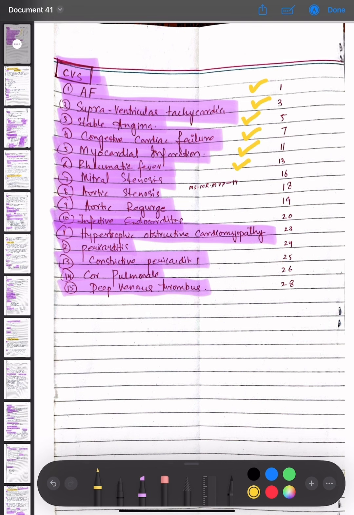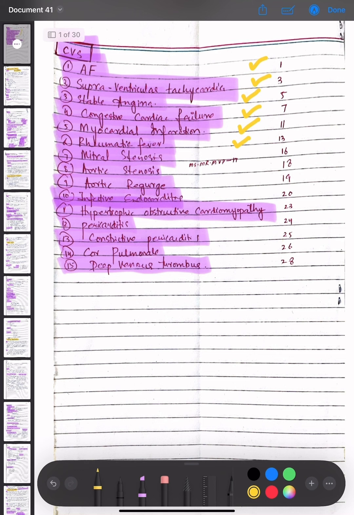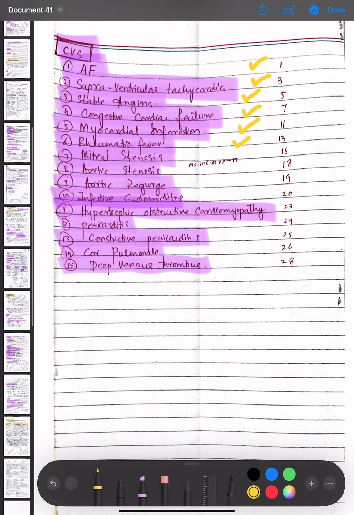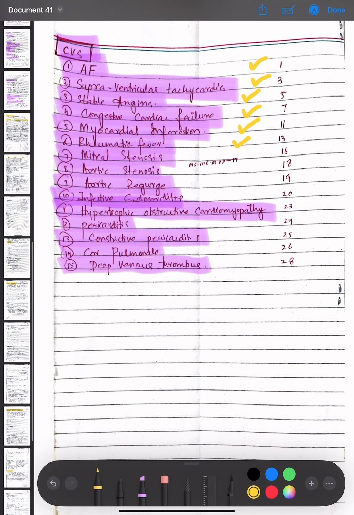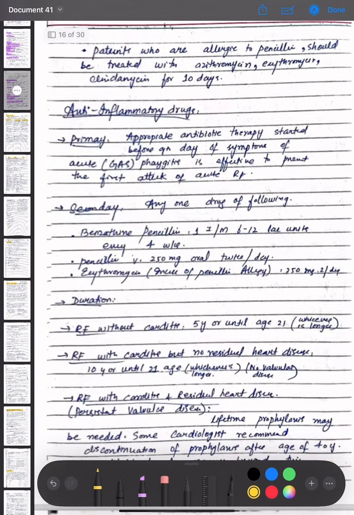In the next part of this unit, we will discuss in the next video mitral stenosis, aortic regurgitation, infective endocarditis, hypertrophic obstructive cardiomyopathy, pericarditis, constrictive pericarditis, cor pulmonale, and DVT, that is deep venous thrombosis.